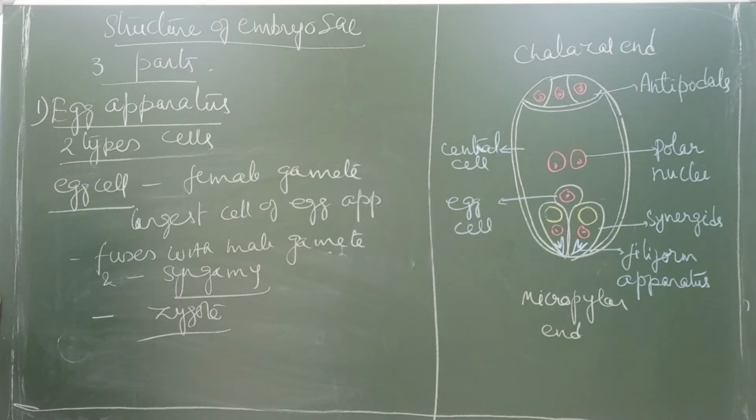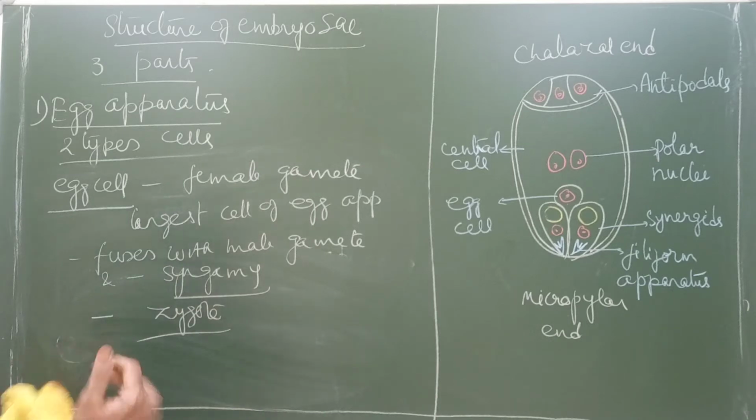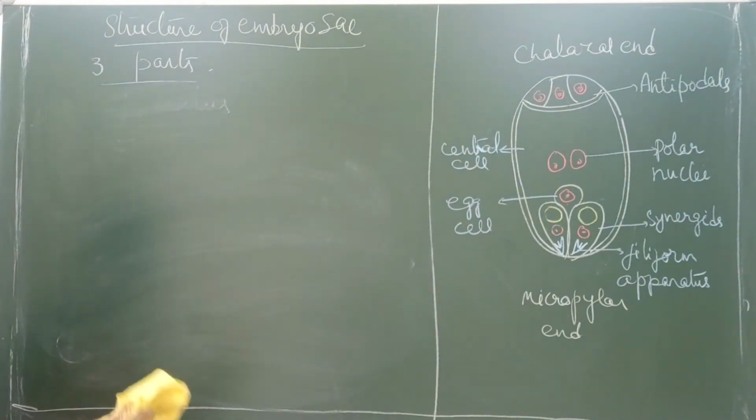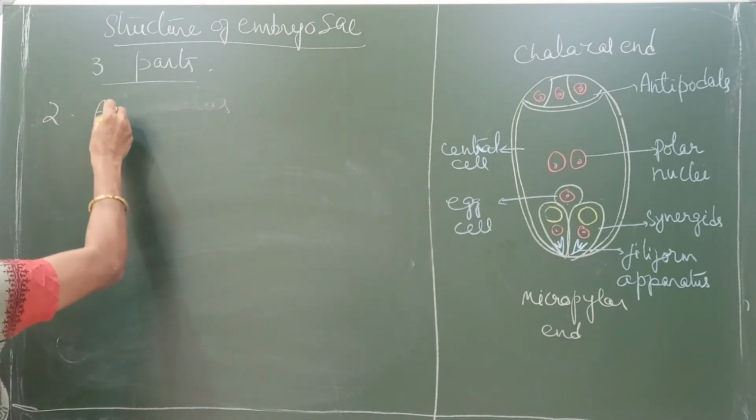So that is the egg cell. The egg apparatus has three cells: two synergids and one egg cell. Now let us see the second part of the embryo sac, which is the antipodals.